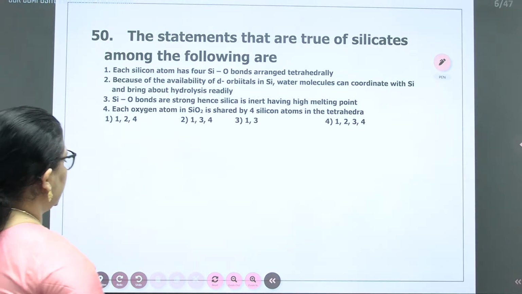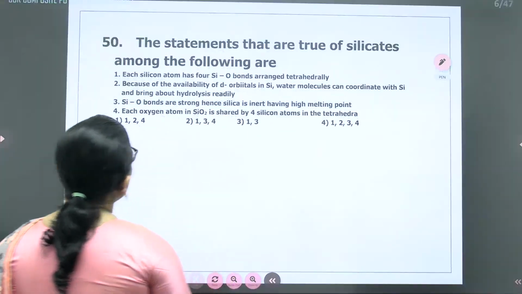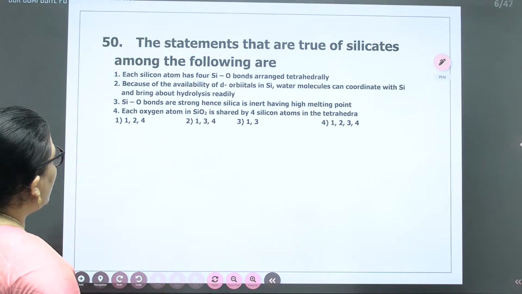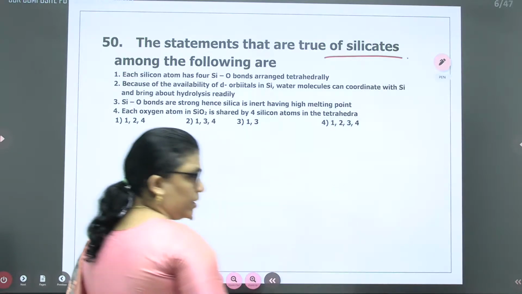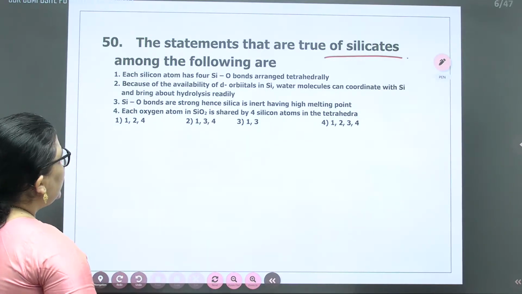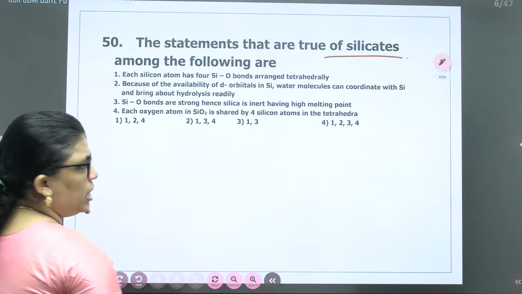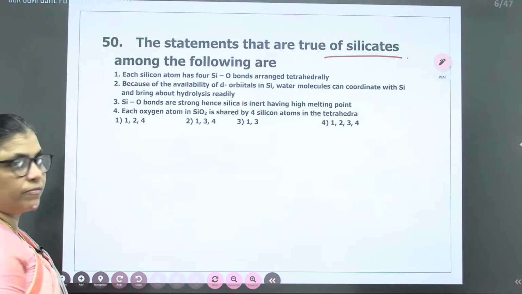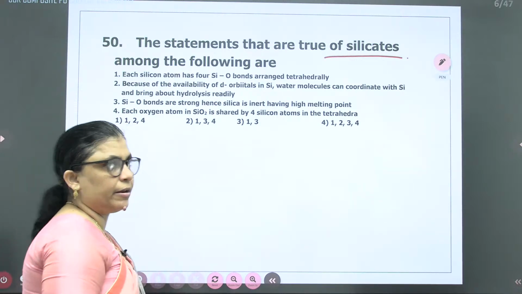Question number 50. The statements that are true for the silicates among the following. The question says which are true for the silicates. The first one: each silicon atom has 4 Si-O bonds arranged tetrahedrally.